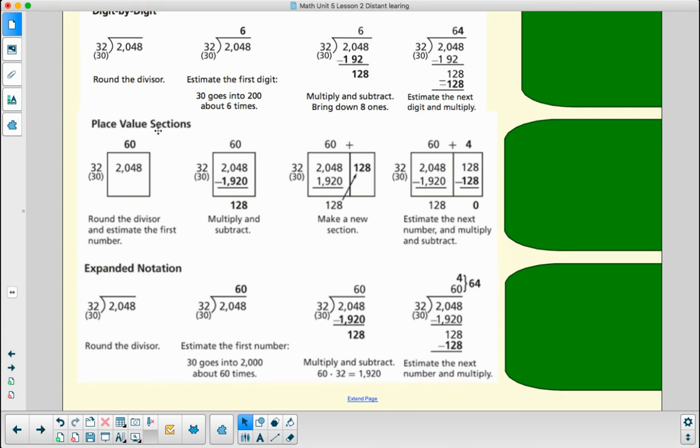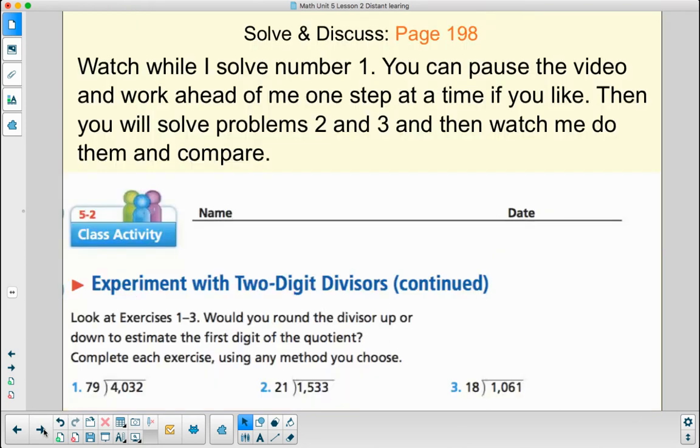So if you're still using one of these, that's fine. There it is for you. Please, I do implore that you work on using digit by digit. Just look at how much more efficient it is. All right, now page 198.